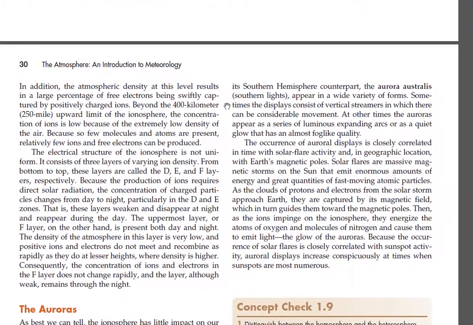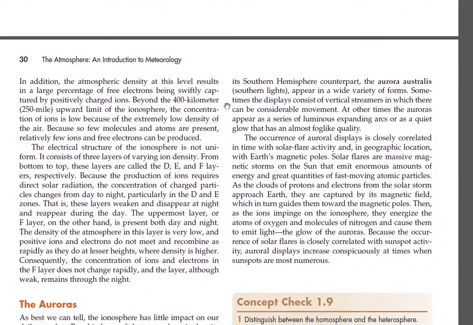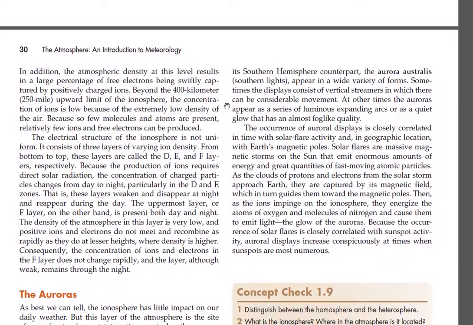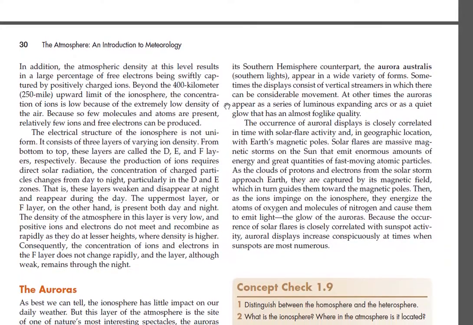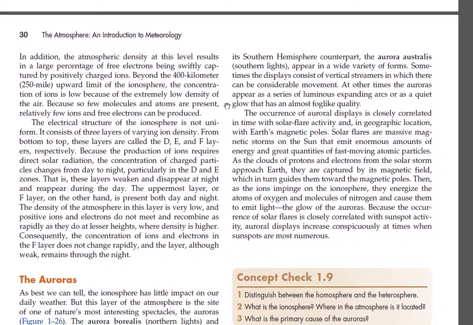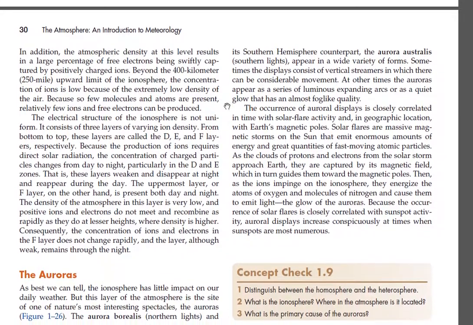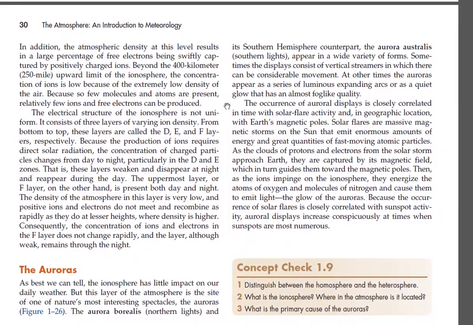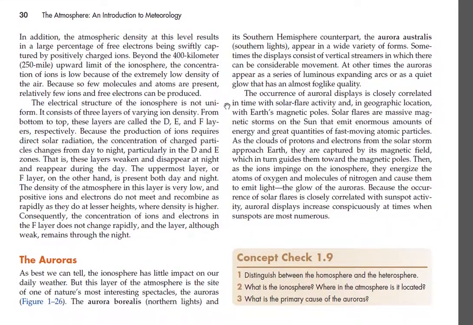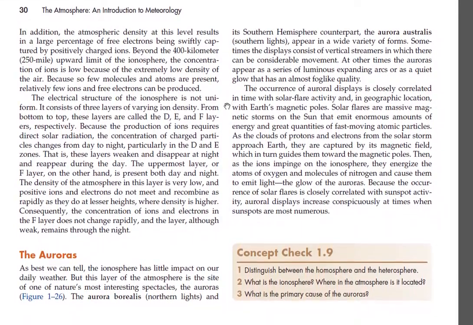Sometimes the displays consist of vertical streamers in which there can be considerable movement. At other times the auroras appear as a series of luminous expanding arcs or as a quiet glow that has an almost fog-like quality. The occurrence of auroral displays is closely correlated in time with solar flare activity and, in geographic location, with Earth's magnetic poles.